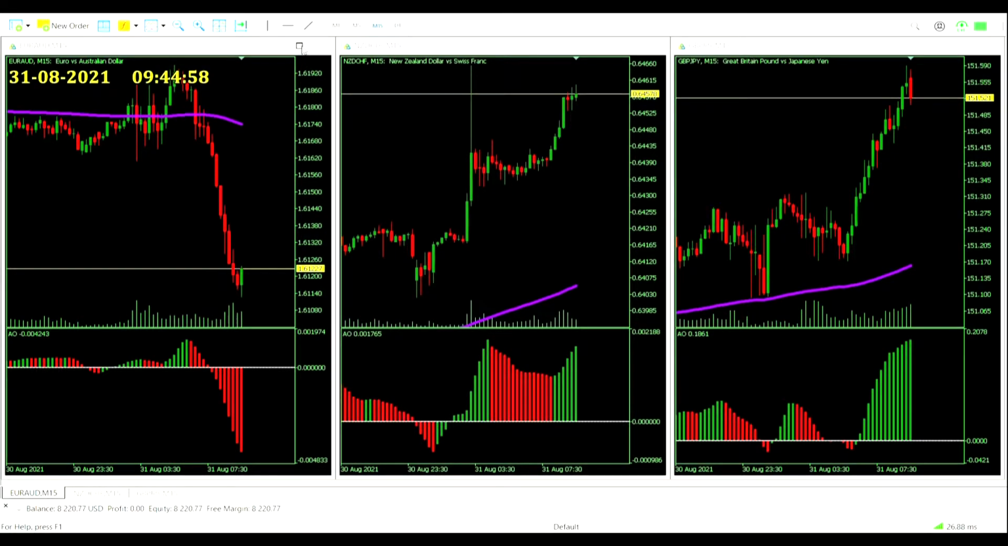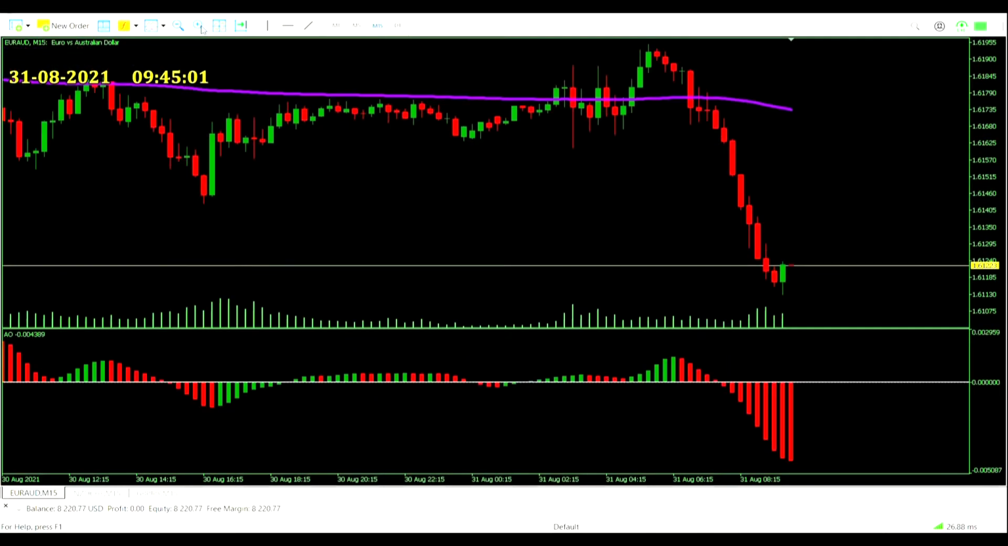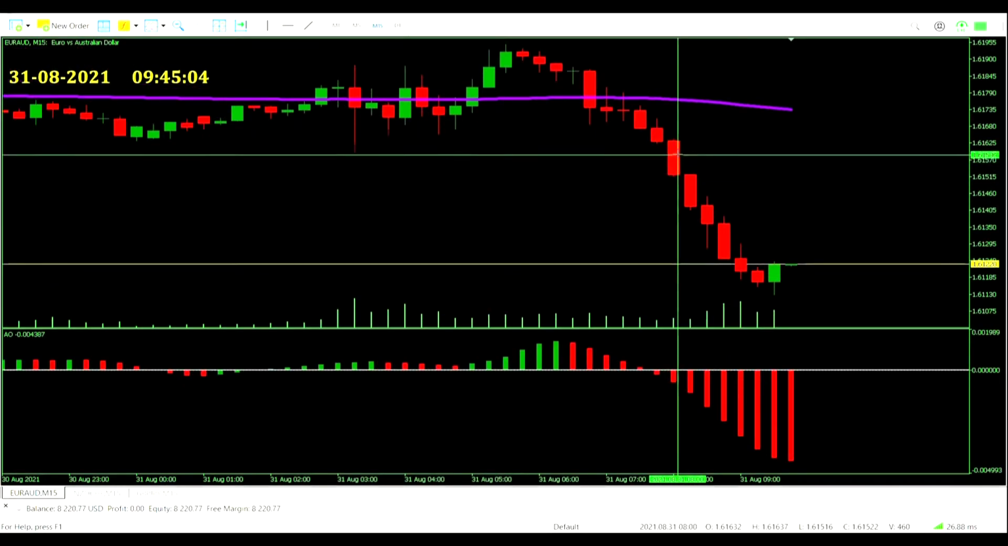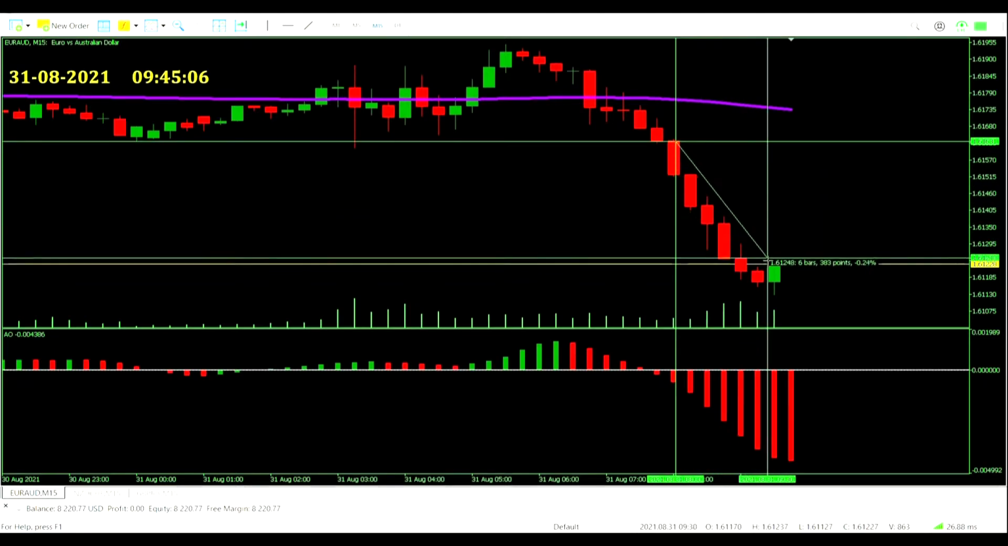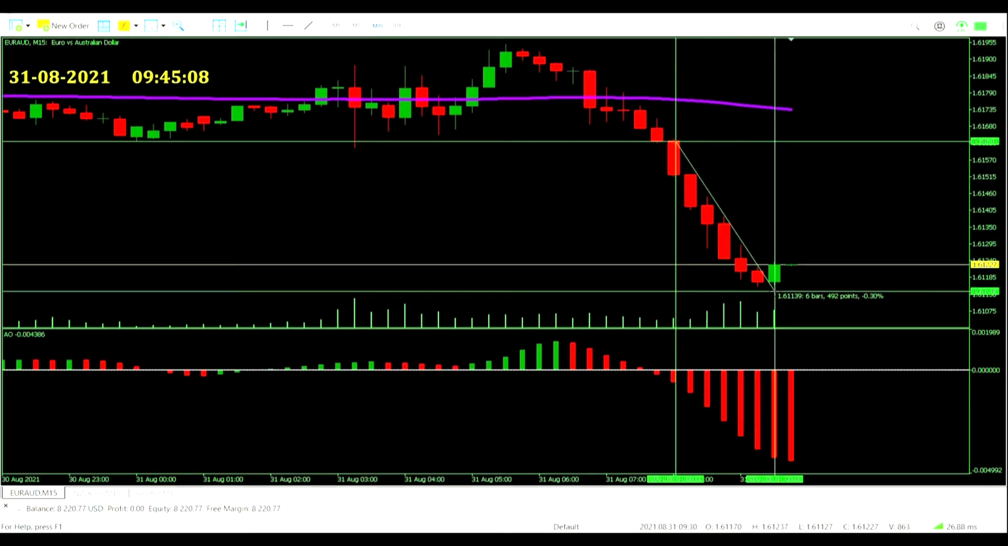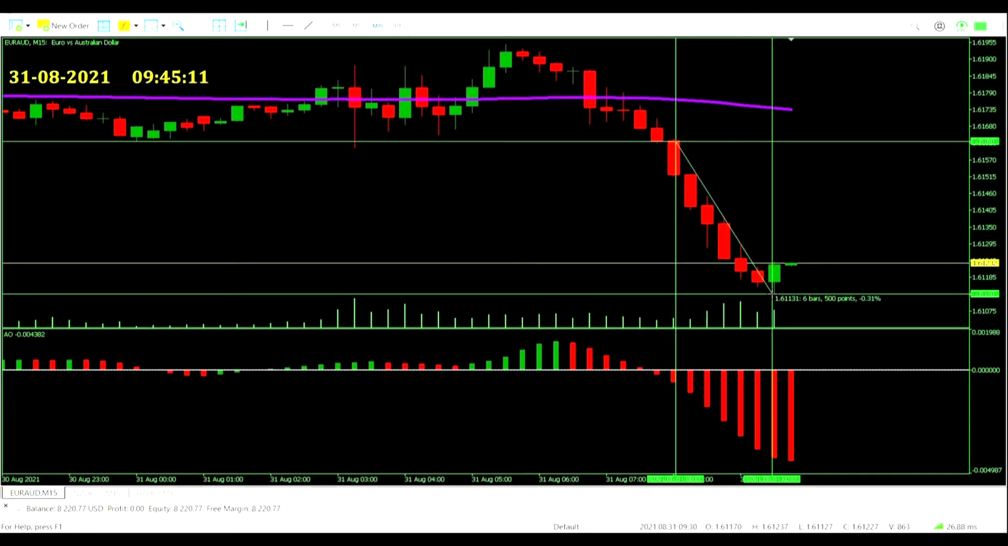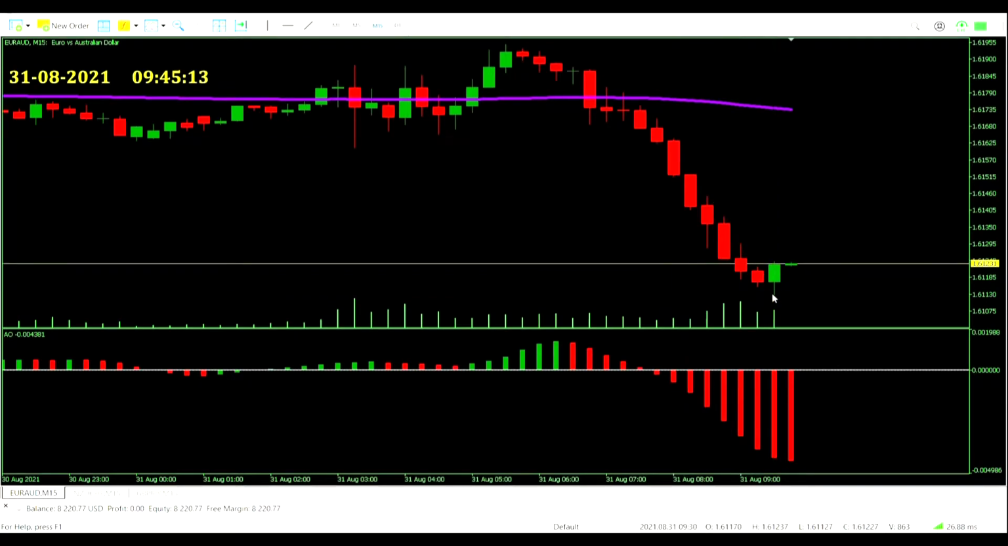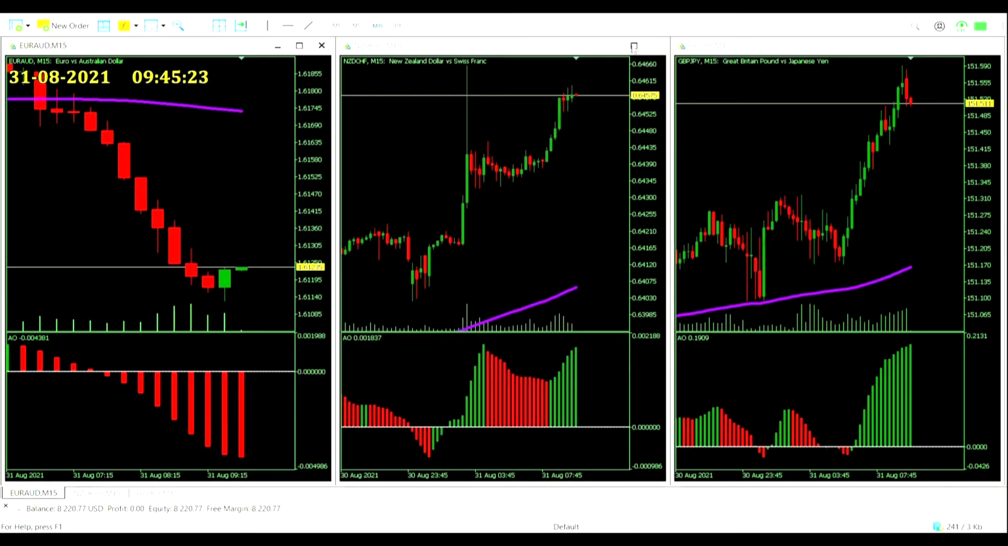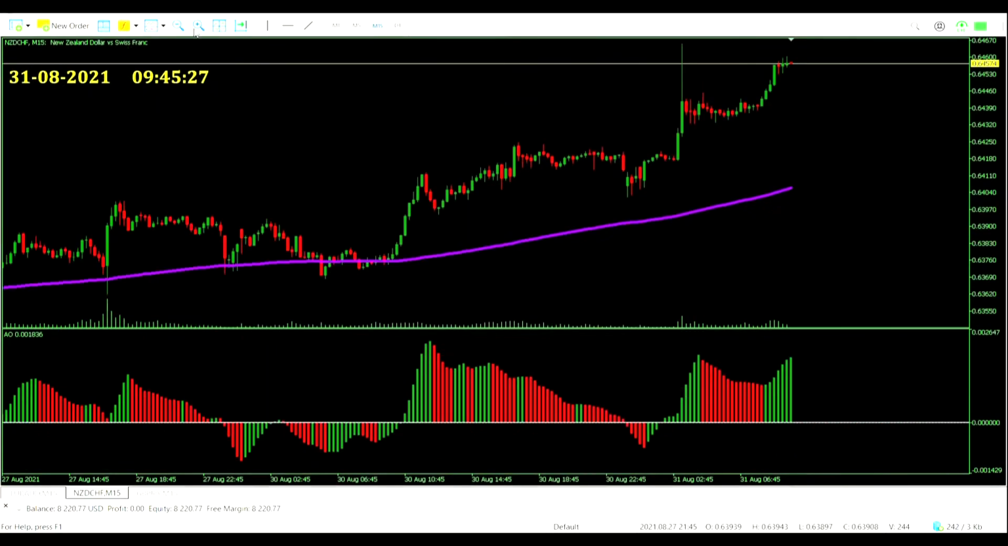If we first just look at the Euro Aussie dollar, and let's zoom in, we can see we would have got in at the start of this one. It is coming to reverse now, a low there of about 50 pips, so almost certainly would have been profit for us there. Now let's have a quick look at the New Zealand dollar Swiss franc.